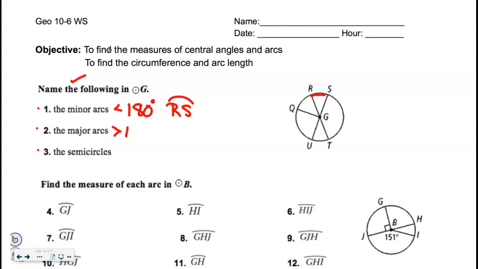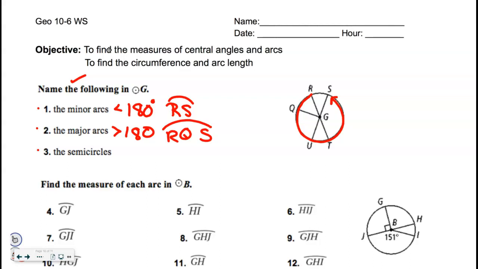Major arcs go past half of the circle. We have to name them with 3 letters, so that if I wanted you to go from R to S but take the long route, with just 2 letters, it's the short route, and it's a minor arc. If I want you to take the long route, I list where I want you to start and where I want you to end, and then I can list any point along the way. I'm going to choose Q, it doesn't really matter. So those are our majors.